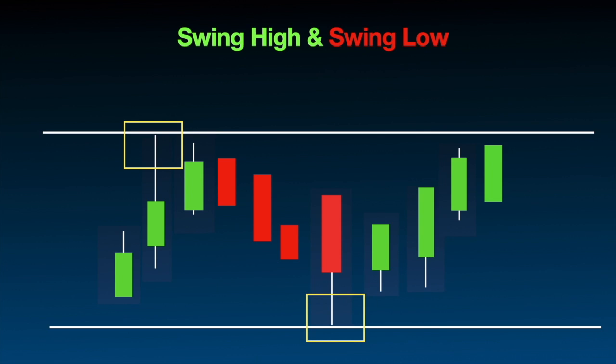Now the swing high can act as a strong resistance next time when the stock comes here, alright? And the swing low can act as strong support. The market can go up when it comes to this level for the next time. Okay, let me just show you with a live market example.